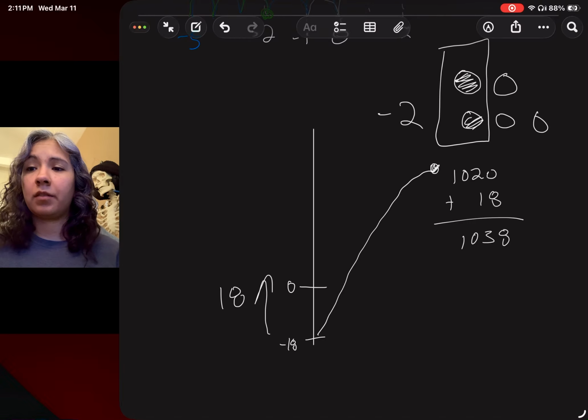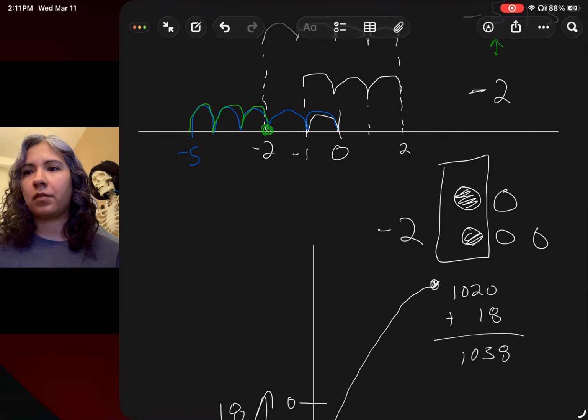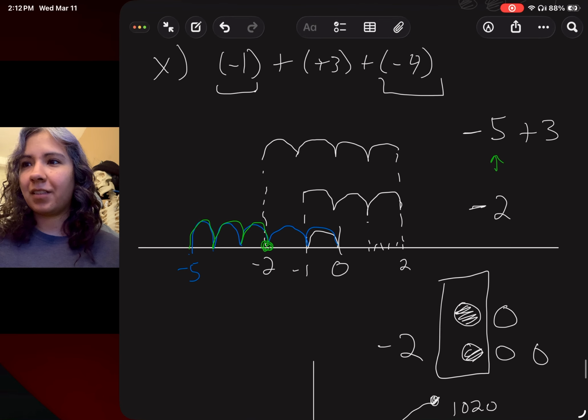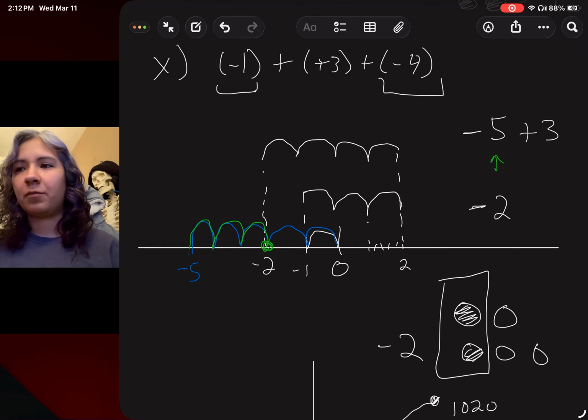So number lines can help you visualize. You can visualize different ways. But this is just adding whole numbers, right? Not all numbers, because we know there are lots of tiny decimal numbers in between here. But this is just another way to do things, more visualization.